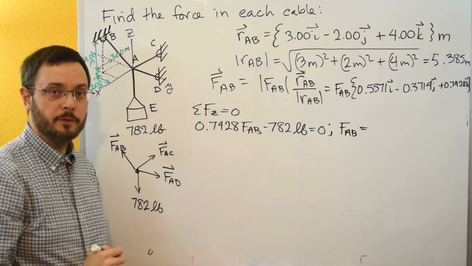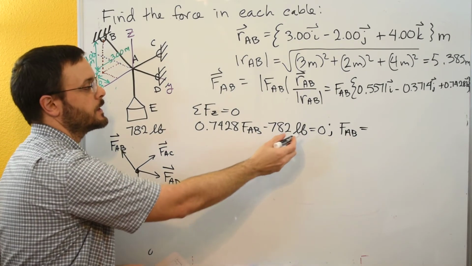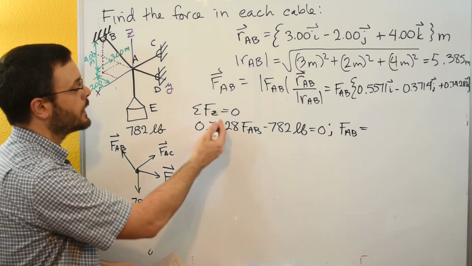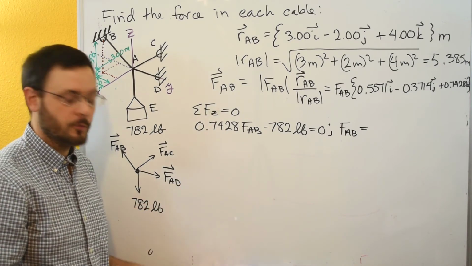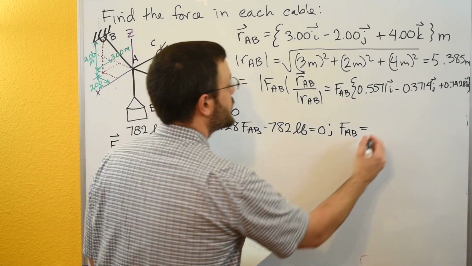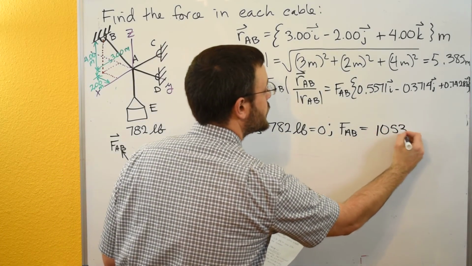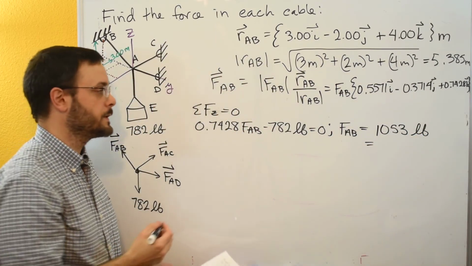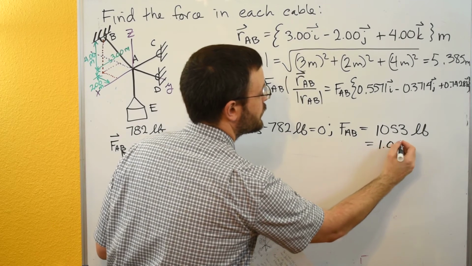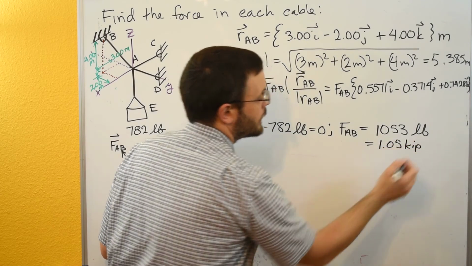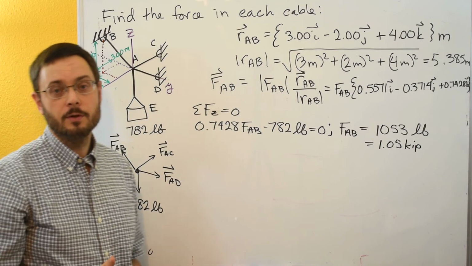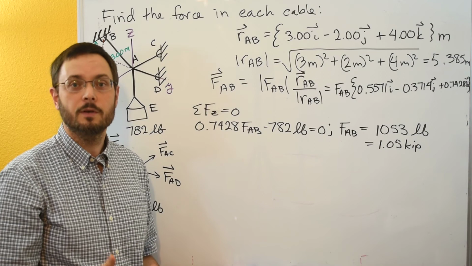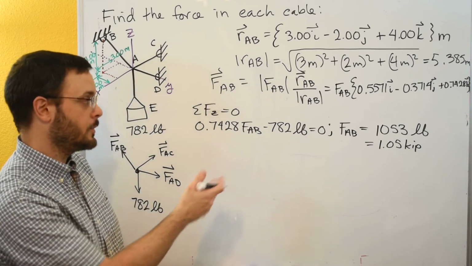We can now solve this for FAB by sending the 782 pounds to the other side of the equation, or by adding 782 to both sides and dividing through by the 0.7428. This gives us an FAB of 1053 pounds. And then we would typically go ahead and report this in kilopounds, so 1.05 KIP. Kilopounds, notice, is a mixed unit, so it's a metric prefix with an English system unit, but it is a unit that's used in the Hibbeler text, so we'll go ahead and use it here.